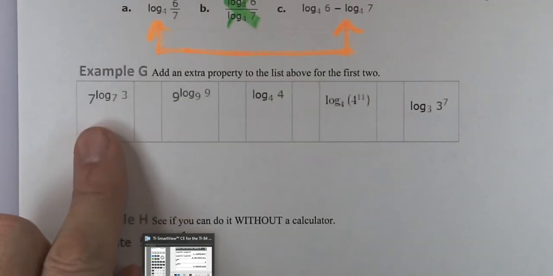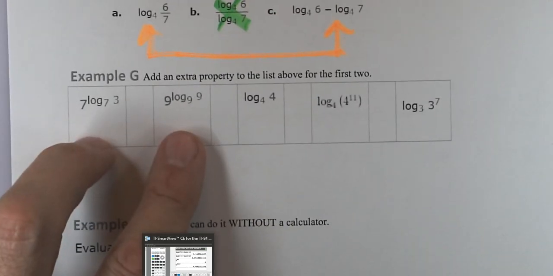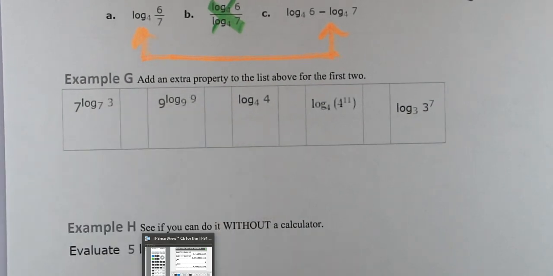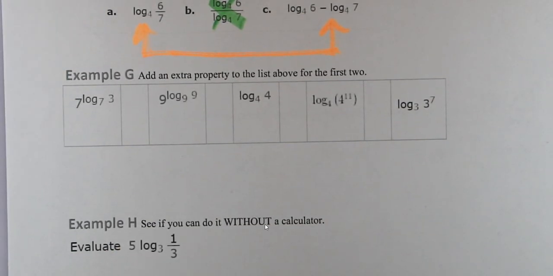I want you to try and calculate these first two here. See what you can come up with. And then maybe we can kind of try and generalize this a little bit. If you get that, try the last one, the very last one, H. See if you can do it without a calculator.